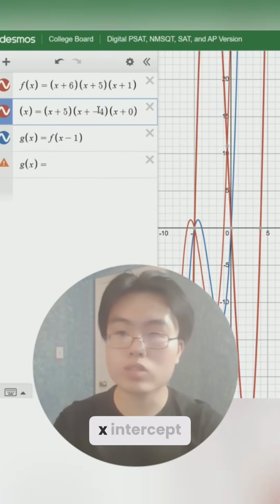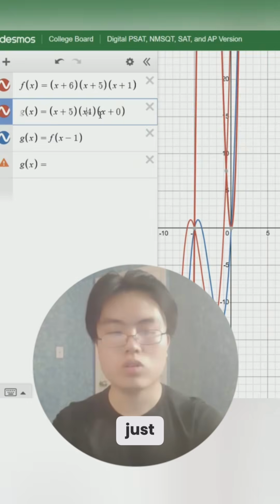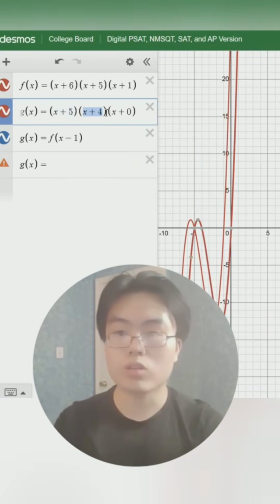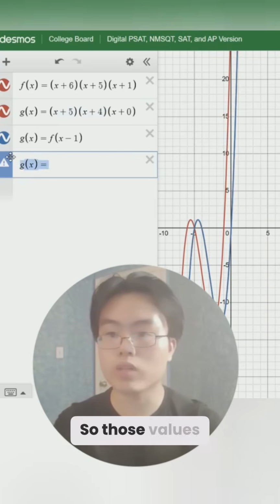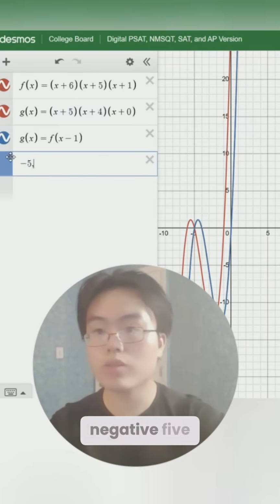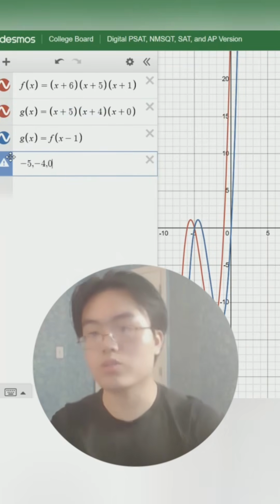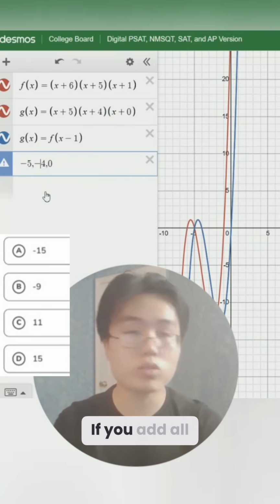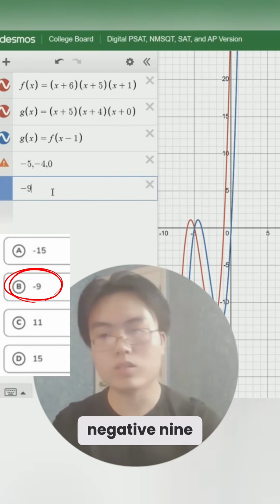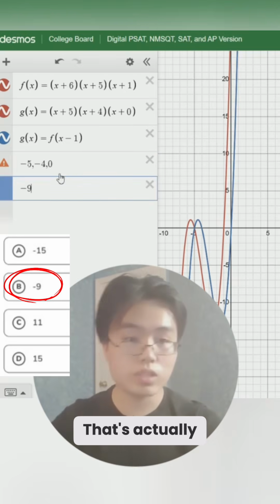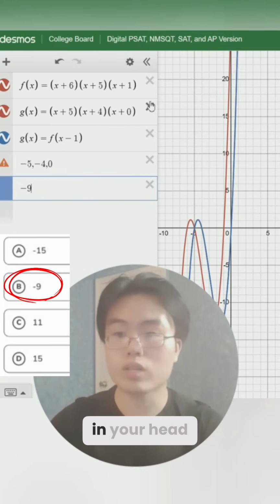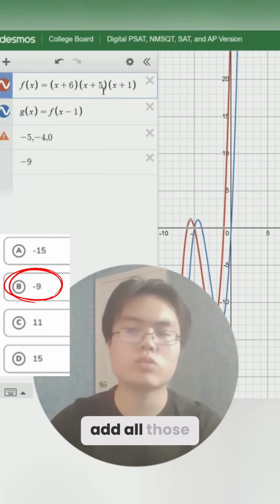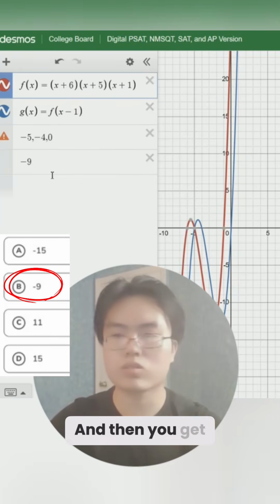And then you just need to find the x-intercepts. The x-intercept is basically just whatever value of x makes this equal to 0. So those values of x are -5, -4, and 0. Right, so if you add all these up, this is a, this is b, this is c, you get -9, and B would be the answer. That's actually pretty easy to do with algebra in your head. Because I can look at this and go, okay, -1, so that's -5, -4, -0. Oh, add all those up, I'll get -9. And then you get the answer.